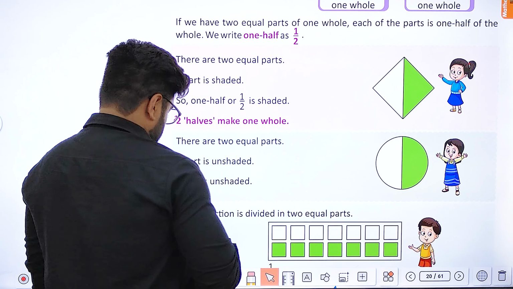Okay, here we are having question number 3. Shade one half of each collection. So let's see how many figures are there. 1, 2, 3, 4, 5, 6, 7, 8, 9, 10, 11, 12, 13, 14. So half of 14. If we solve it, that is 7. Okay. So let's shade 1, 2, 3, 4, 5, 6, 7.